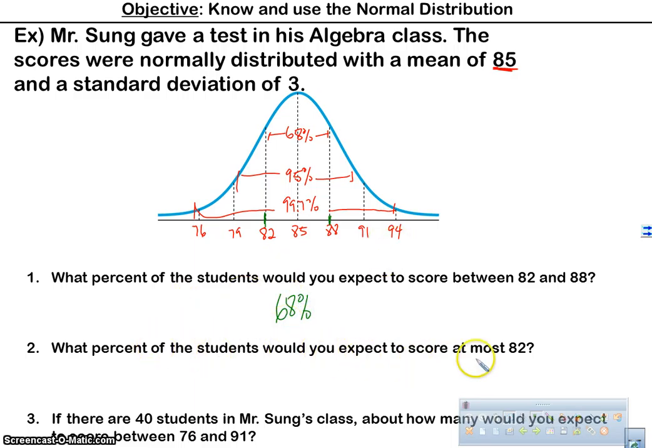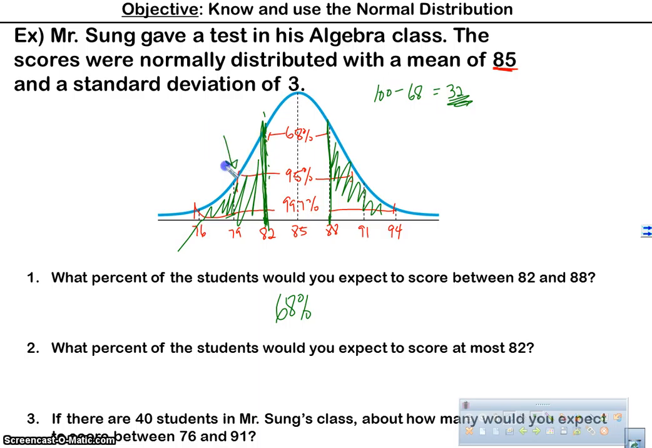What percent of students would you expect to score at most 82? So here's 82. At most, meaning that they can't score any higher than 82. So nothing higher than 82 is all of this space right here. Okay, if in between these two is 68 and the whole thing has to add to 100, 100 minus 68 is 32. That means that both this part here and this part here has to add to 32.